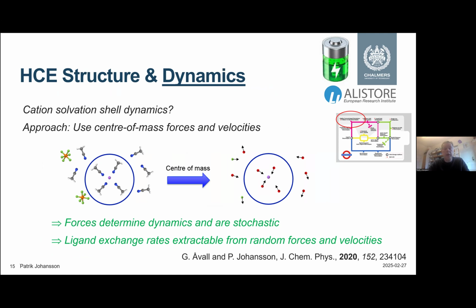Another PhD student of mine, Gustav, thought that, well, this thing with molecules is a bit complicated. Let's simplify the molecules, both solvents and anions, into centers of mass, and look at how these things move together versus a cation center, really saying that forces in an electrolyte solution are stochastic, and the forces will determine the dynamics. And then you can get ligand exchange rates. So we can talk about how things evolve around a cation, both anions and solvents. How does that change from these random forces and the velocities that you have there?